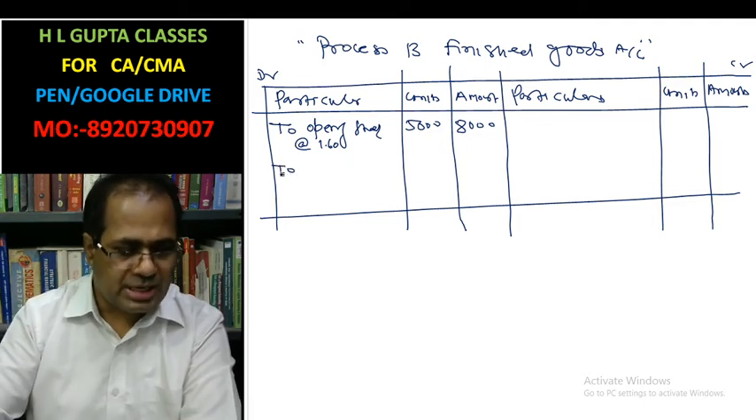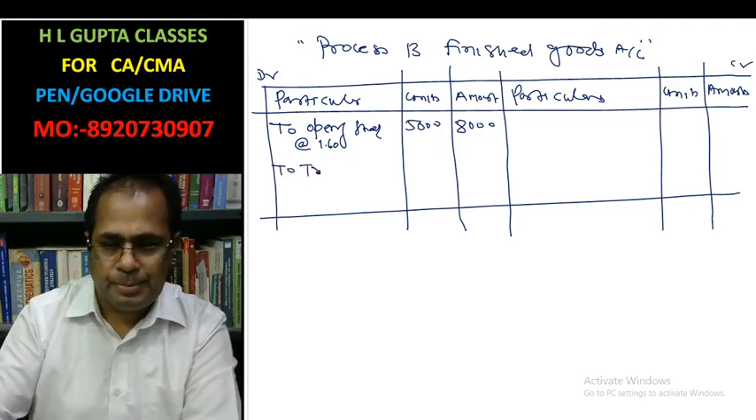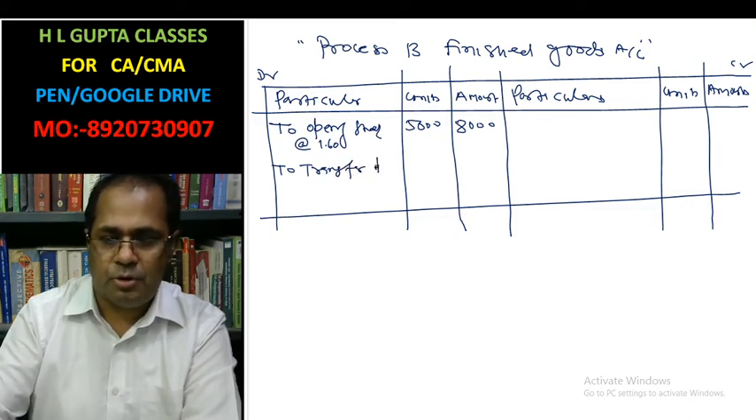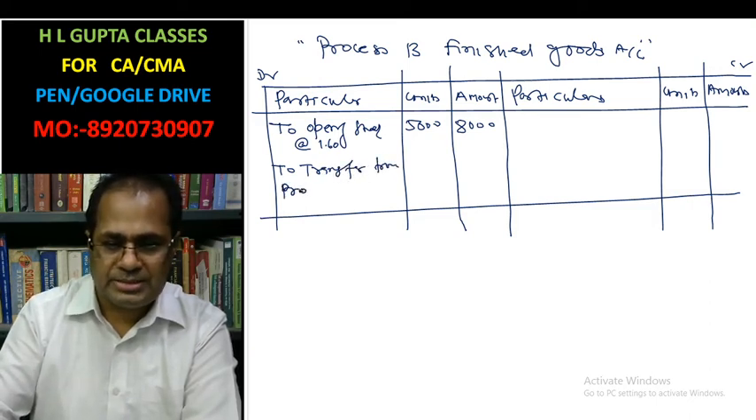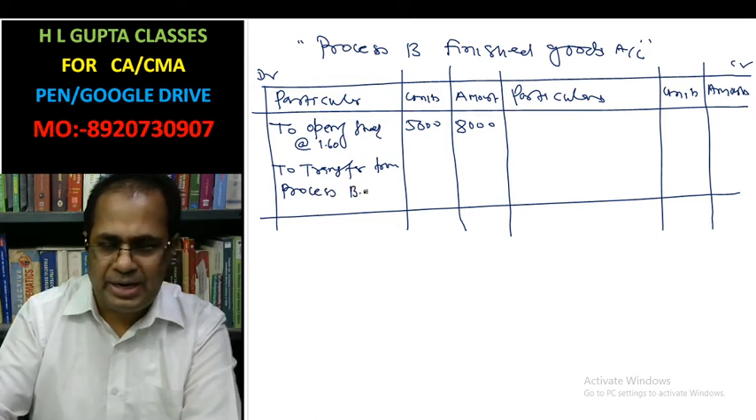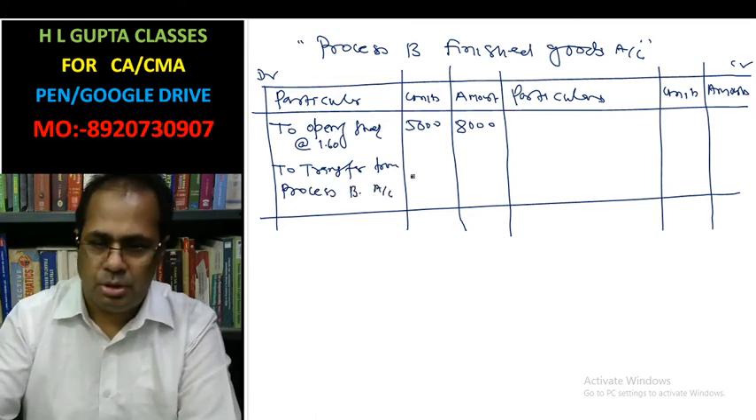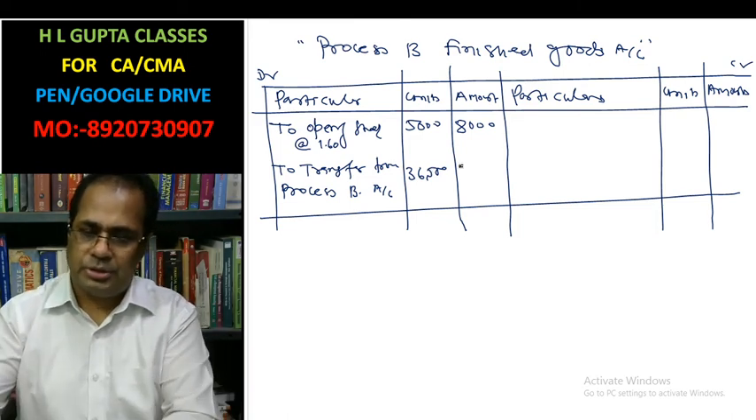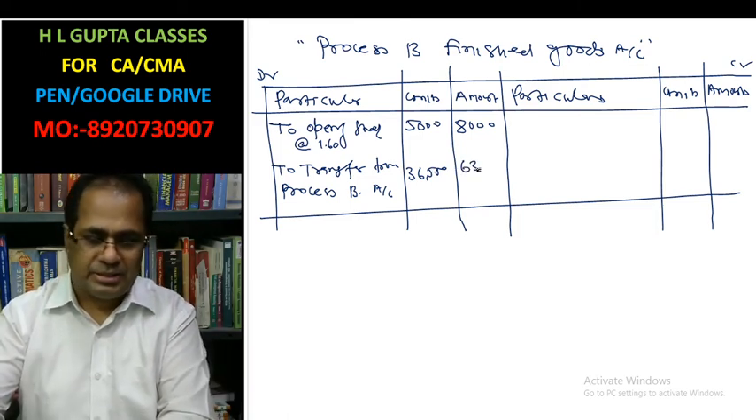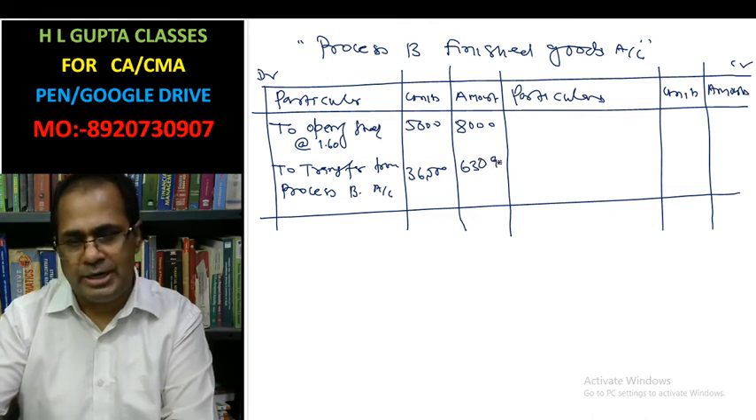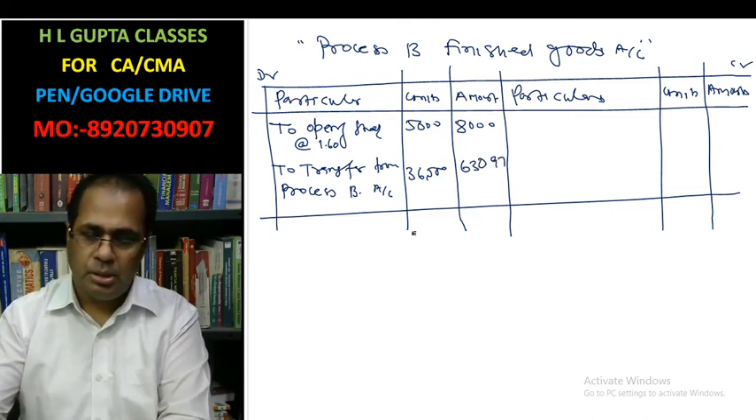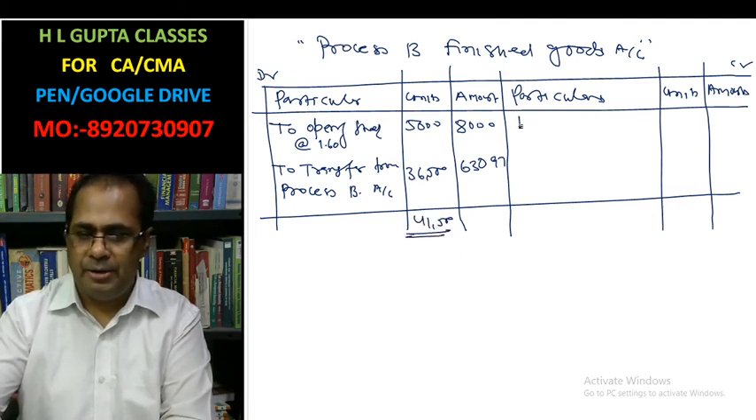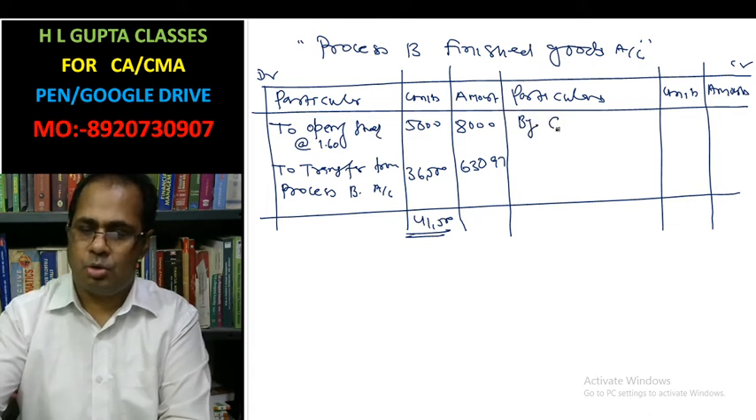To transfer from process B account, 36,500. Now this is 63,097, whole this 41,500. By closing stock.